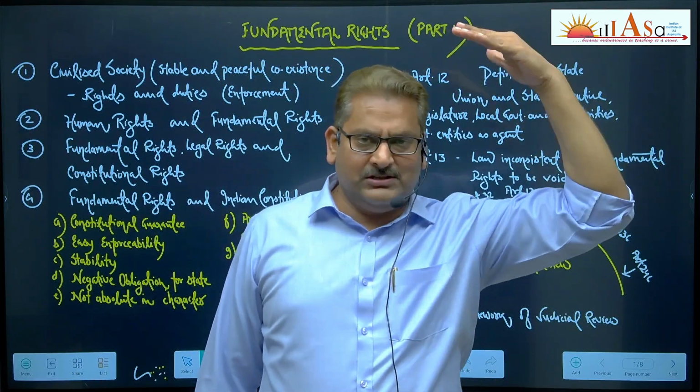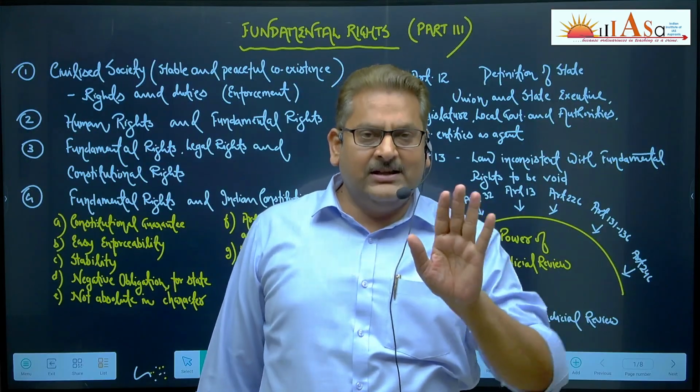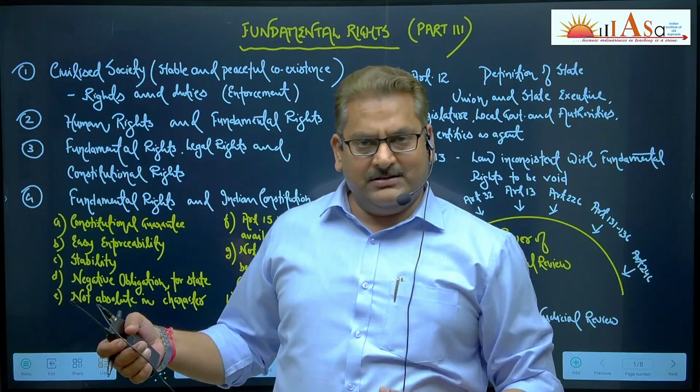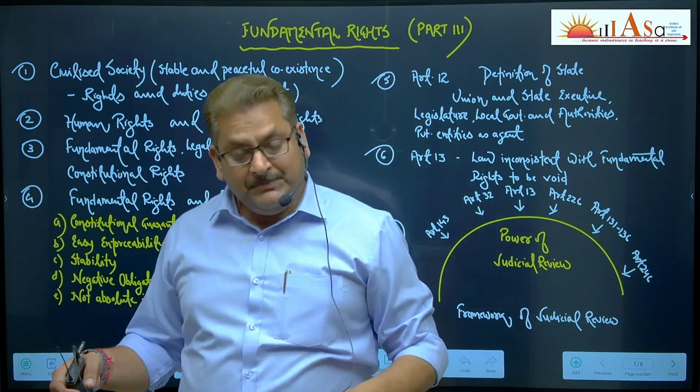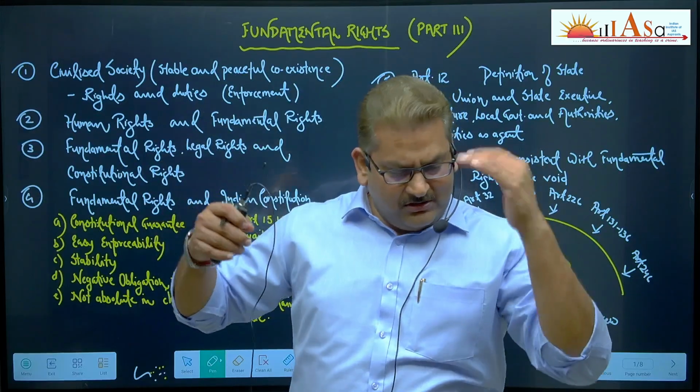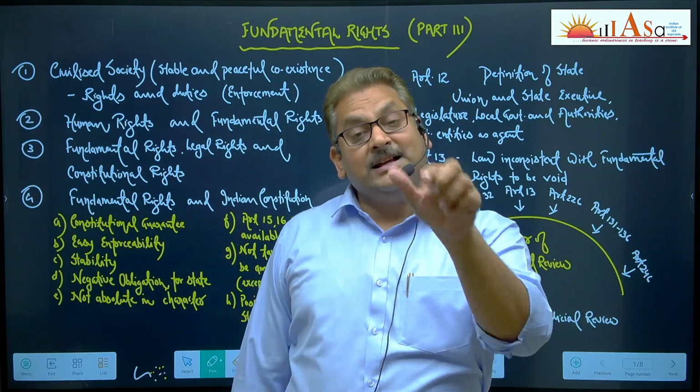Directly by the Constitution. Whereas legal rights are those rights which have been conferred on us by the Parliament. What I mean to say? Through the enactment of law. Parliament has enacted a law, has conferred on us certain rights. These rights are known as legal rights.